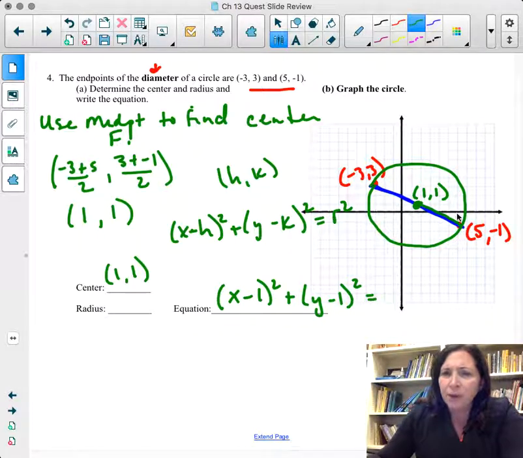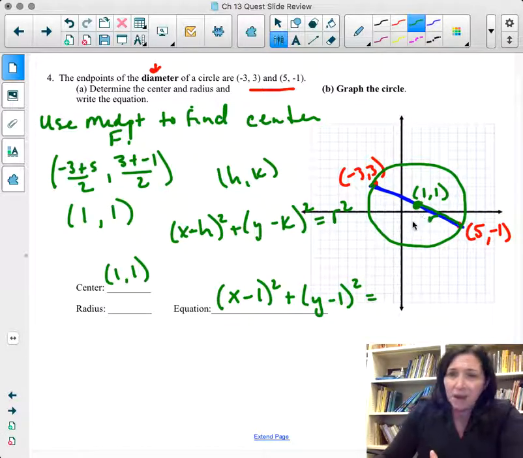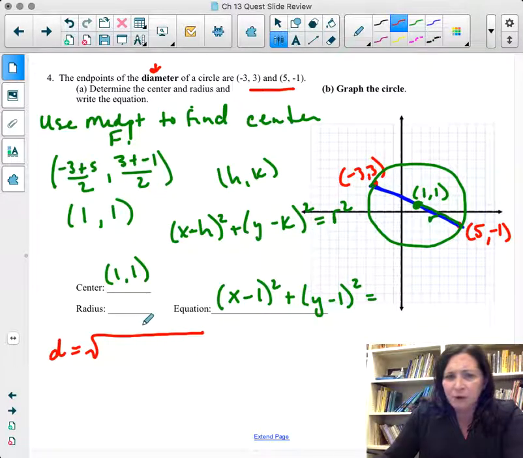In order to find the radius, we need to find the length of this. This is my radius right there. So I need to find that length. Now, of course, you could actually break this down here and use the Pythagorean theorem. You're welcome to do that. Most of the time, I would recommend that if you have graph paper. Otherwise, what we are going to do is find the length by using the distance formula. So the distance there is going to be subtract your x's.